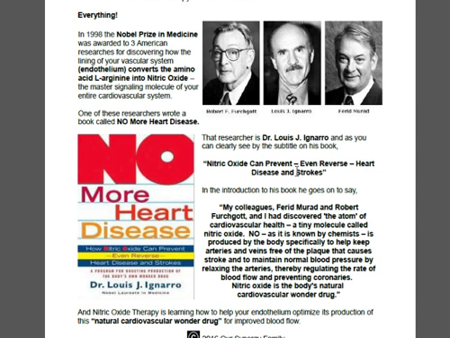He says, quote, "My colleagues Fred Murad and Robert Forgot and I had discovered the atom of cardiovascular health, a tiny molecule called nitric oxide, NO as it's known by chemists. It is produced by the body specifically to help keep arteries and veins free of the plaque that causes stroke and to maintain normal blood pressure by relaxing the arteries, thereby regulating the rate of blood flow and preventing coronaries. Nitric oxide is the body's natural cardiovascular wonder drug."